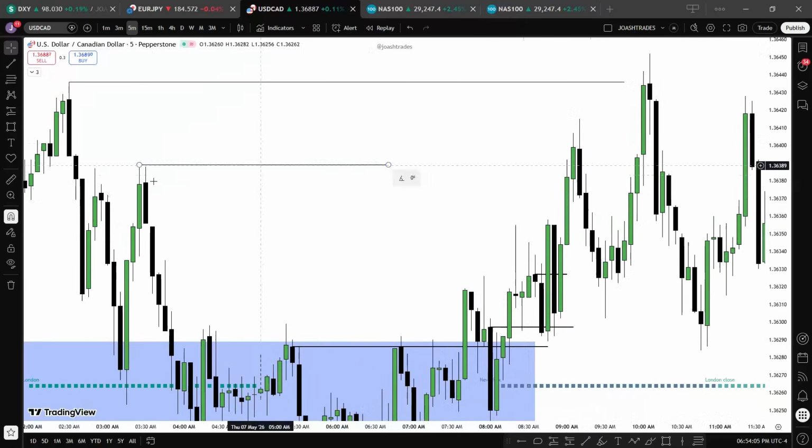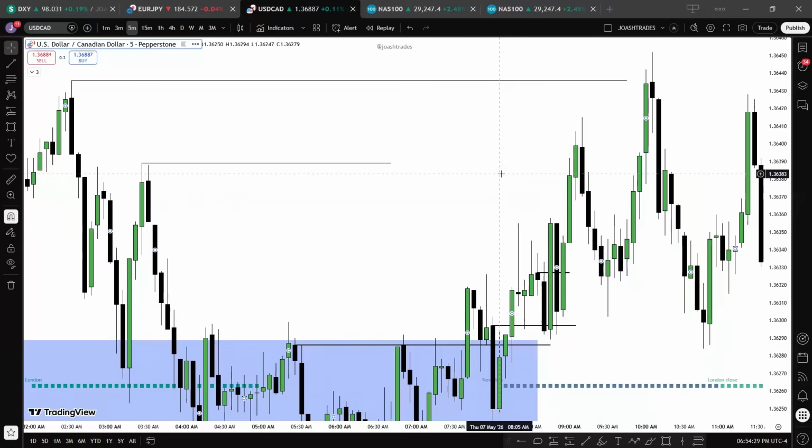You have to be careful now. Whenever liquidity is taken, external range liquidity is taken, price usually retraces back down into a higher time frame support level. But you can see price didn't do that here. It retraced down into what? This order block, filling this area of inefficiency.